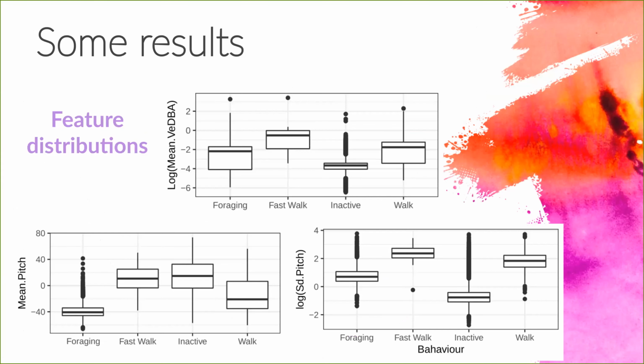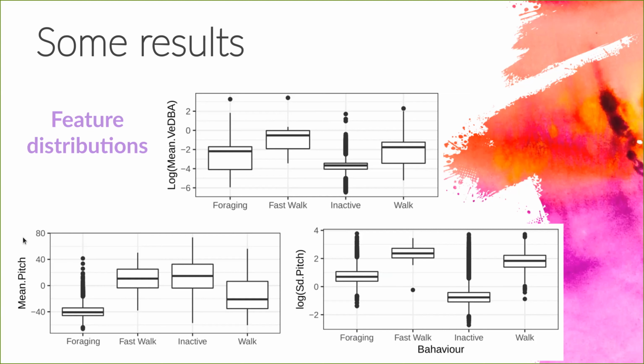So here we have some of the results. These are the feature distributions for the different behaviors. The first plot, this one, is the mean beta that, remember, was the proxy of energy use. We obtain the lowest values for the inactive behavior and the highest for the fast walk, which makes sense. And we obtain similar distributions for the walk and the foraging behaviors.